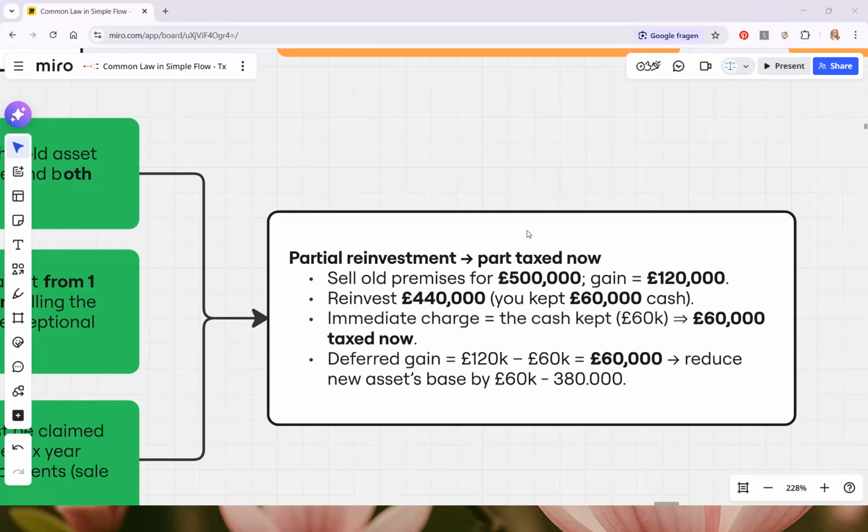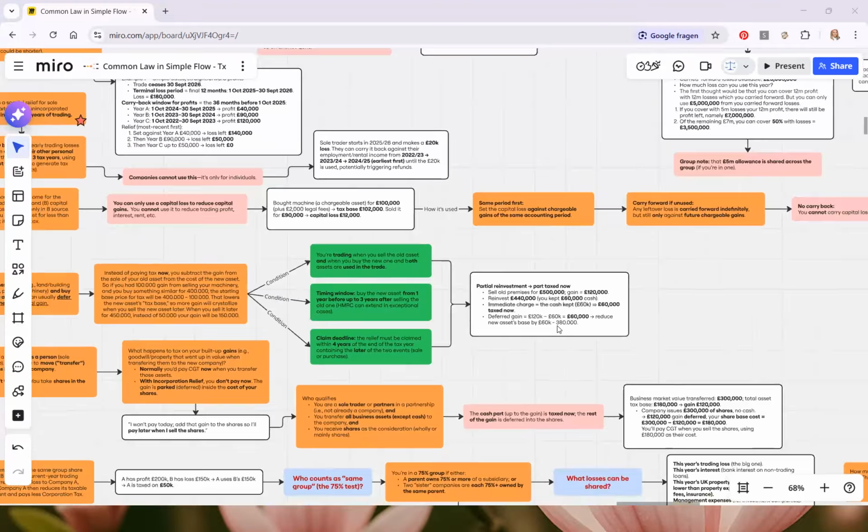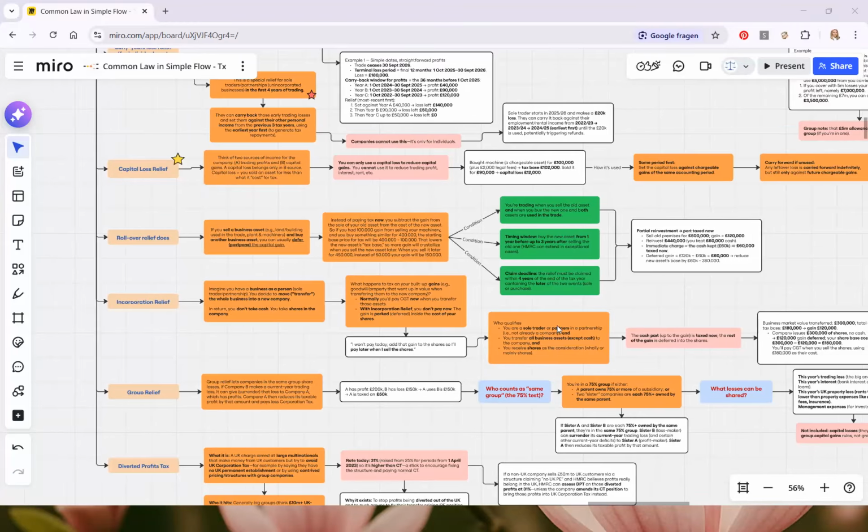So, partial reinvestment, part tax now. Sell the old asset for 500K, gain 120K. Reinvest 440K, you kept 60K cash. The immediate charge will be the cash kept, 60K, which can be taxed now. The deferred gain would be 120 minus 60, so it would be 60K. Reduce the new asset's base by 60K, so 440K minus 60K is 380K. So in this example, you have taxed part now, your cash of 60,000, and the rest has been left for the upcoming year or years. So that was all about the rollover relief.